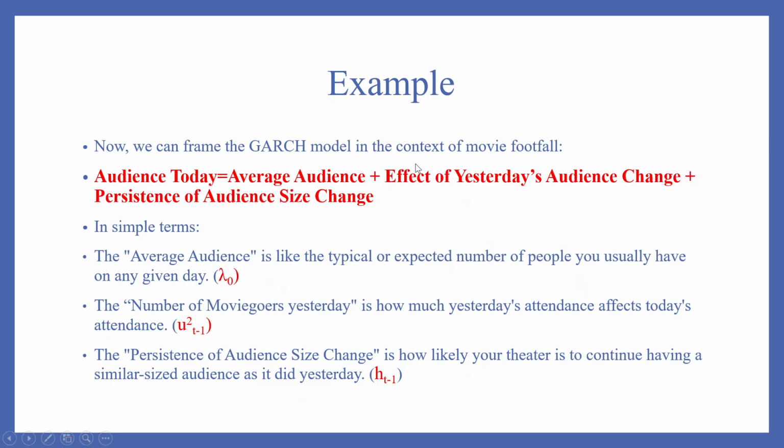Now we can frame the GARCH model in the context of movie footfall. Audience today is equal to average audience plus effect of yesterday's audience change plus persistence of audience size change. In simpler terms, the average audience is like the typical or expected number of people you usually have on any given day, meaning lambda 0. The number of moviegoers yesterday is how much yesterday's attendance affects today's attendance, u square t minus 1. The persistence of audience size change is how likely your theater is to continue having a similar sized audience as it did yesterday. That is ht minus 1.